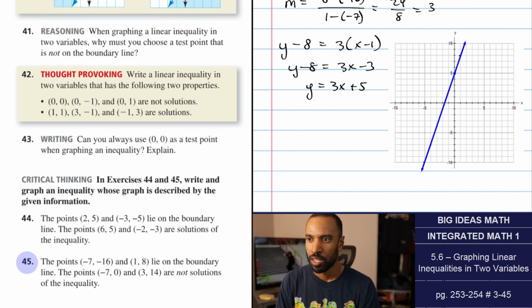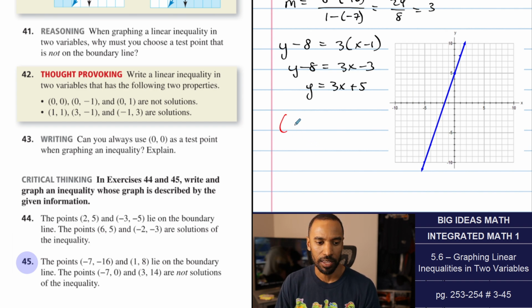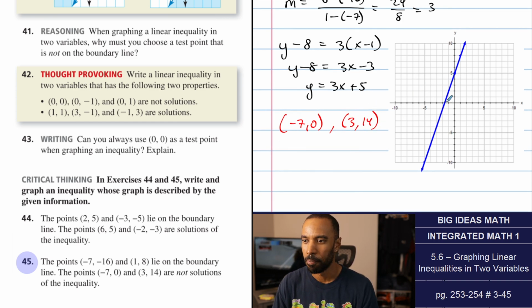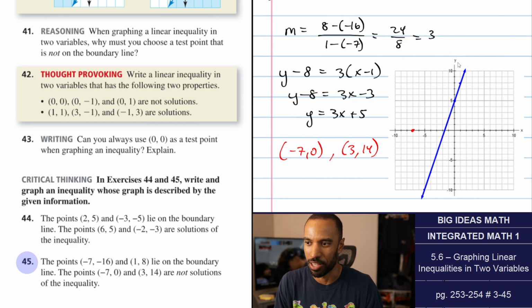I don't know. It depends. They said, oh, these are not solutions. So let's use red. Let's make sure of it. (-7, 0) is not a solution. (3, 14) is not a solution. Here's the problem. I don't know where (3, 14) is. It's a little above. (-7, 0) is right there. I'm guessing (3, 14) is on this line.